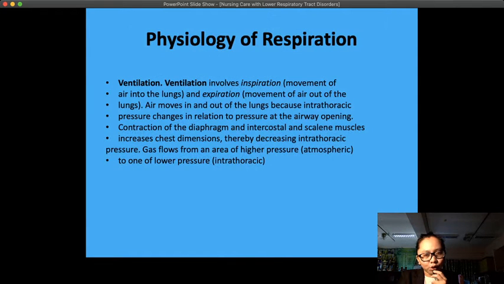Okay, so physiology of respiration: ventilation involves inspiration, the movement of air inside the lungs, and expiration, the movement of air outside of the lungs. So air moves in and out of the lungs because intrathoracic pressure changes in relation to pressure at the airway opening. So contraction of the diaphragm and intercostal and scalene muscles increases chest dimensions, thereby decreasing intrathoracic pressure. So gas flows from an area of higher pressure, the atmospheric pressure, to one that is lower, or the intrathoracic.